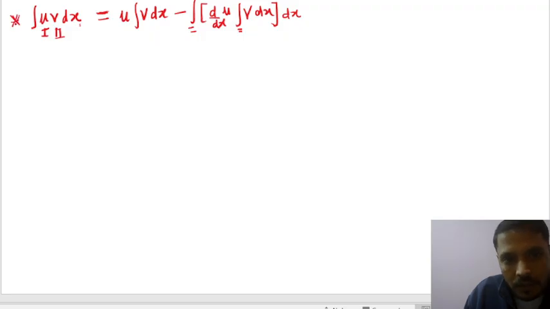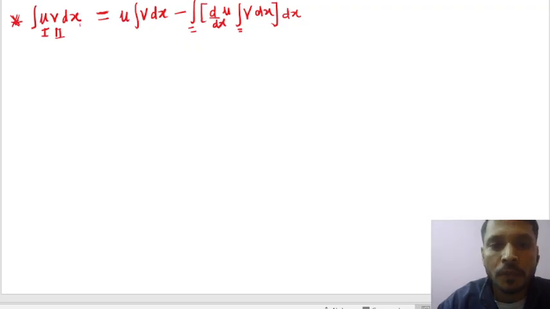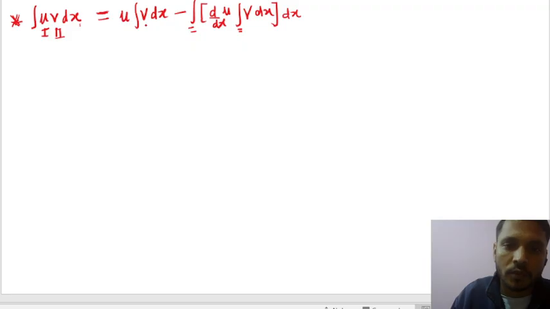It is just a simple rule. If you have the integration of u v dx, we need to decide the first and second functions. The first function stays outside, and we take the integration of the second function dx, minus the integration of the derivative of the first function times the integration of the second function dx, right?